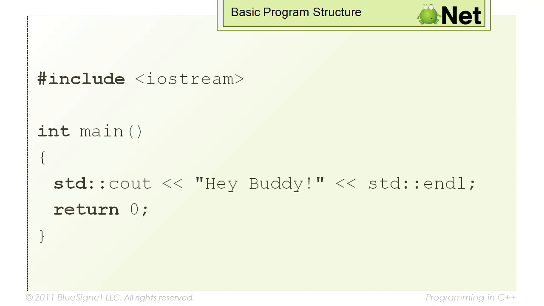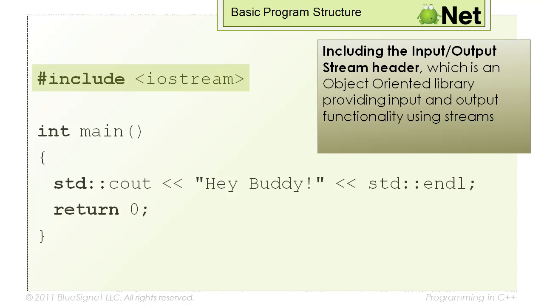Now we're going to take a look at the basic program structure of C++, and you'll probably recognize right away that it looks almost identical to C. It looks suspiciously like C. We're going to start off first with, instead of including stdio, Brian, we're going to be including iostream. Nice. So iostream is an object-oriented library that contains functionality for input and output to streams.